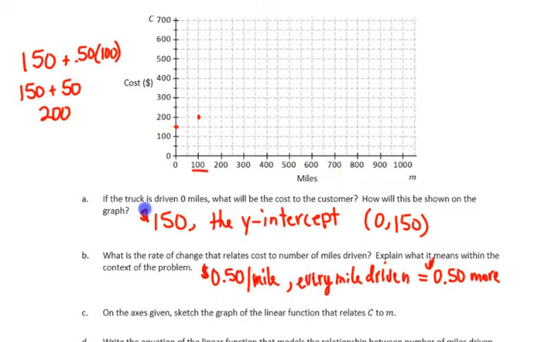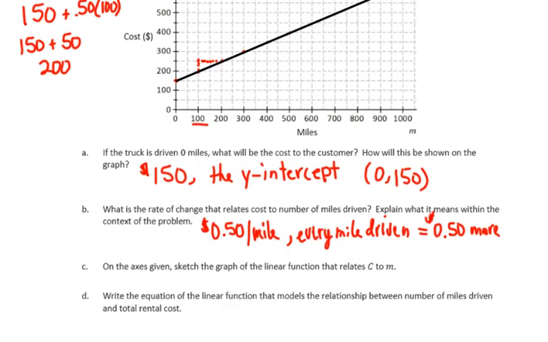So for 200 miles, that would be $250. And you notice a pattern here. If we go from the previous point up 1 over 2, up 1 over 2, and I keep doing that, that will give me my line. And I'm going to graph this. So it's going to look something like this. So this is the graph.